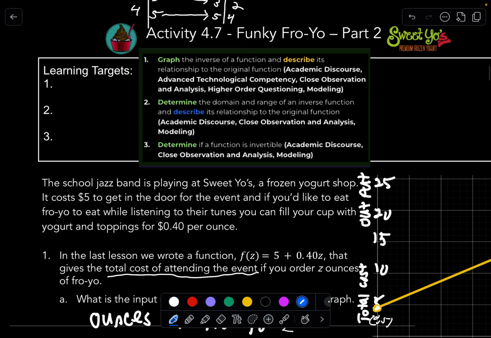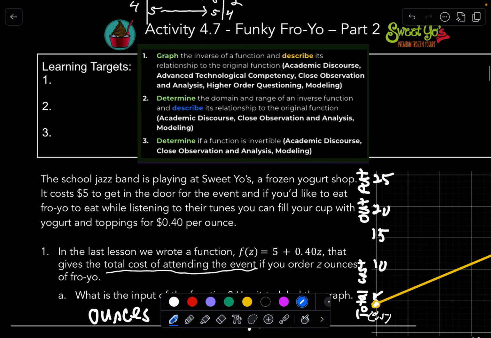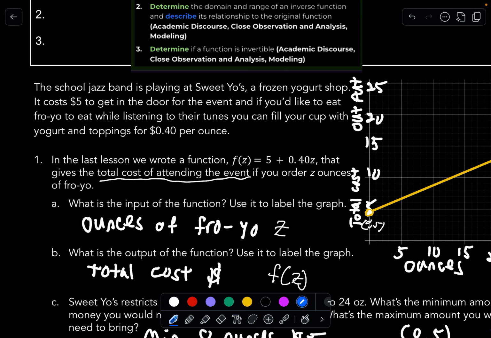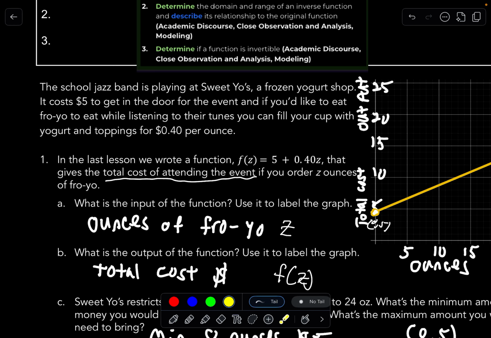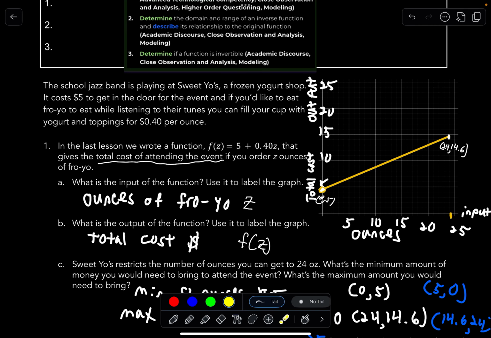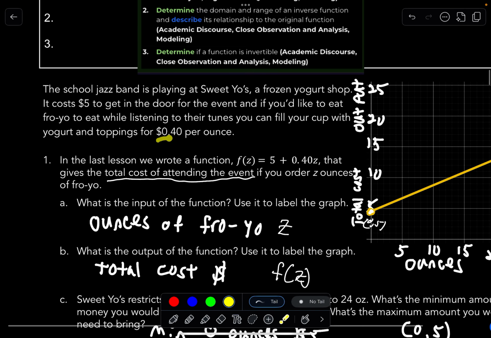But here's the dealio. Remember back in our last lesson before Christmas, we were talking about the school jazz band playing at Sweet Yo's, which is a really silly name for a yogurt shop. It costs $5 to get in the door of the event, and if you like to eat any yogurt, froyo, while you're listening, you can buy it for 40 cents per ounce.